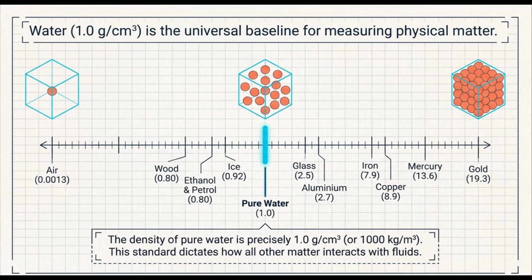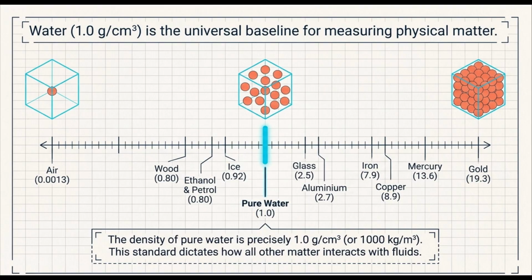Now let's see the reference densities. Water serves as the standard reference for density. Pure water has a density of exactly 1 gram per cubic centimeter at 4 degrees Celsius. So we'll be taking the density of water as a base. Materials with densities lower than 1 generally float on water. You can see many things that float on water, so those will have density less than 1.